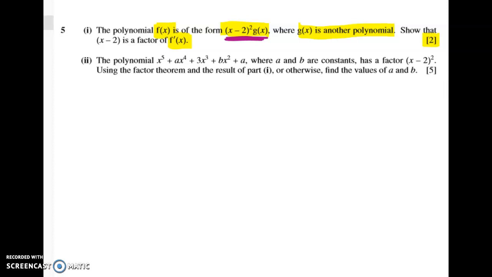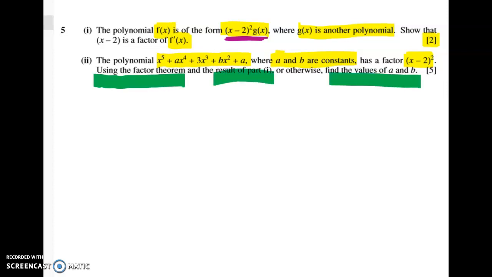Now the second part of the question is this. We've got a polynomial, x to the power of 5, which may make your heart sink, and we're given a and b are constants, but we don't know what they are. But we're told that this polynomial has a factor of x minus 2 squared. And then we're given a big hint that using the factor theorem and what we found out in part 1, find the values of a and b.